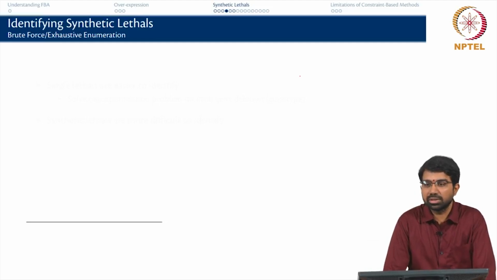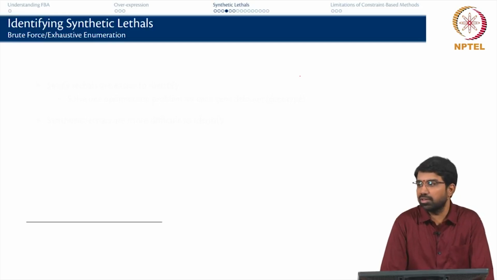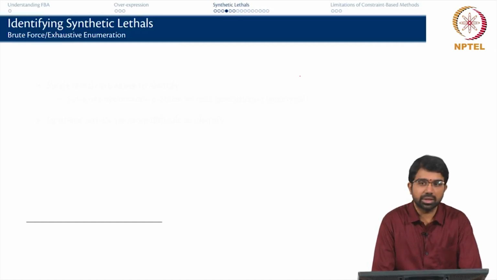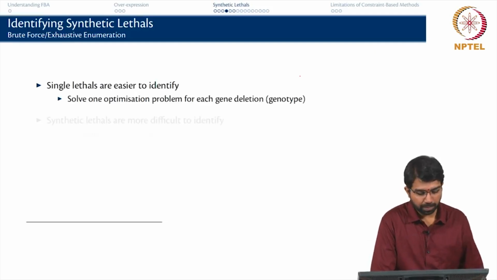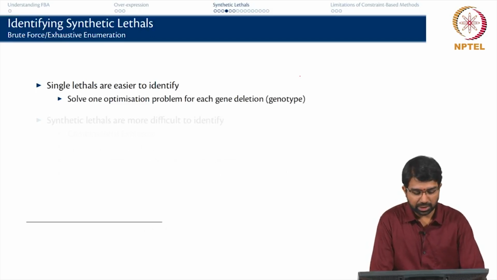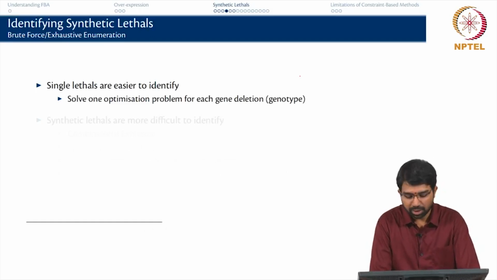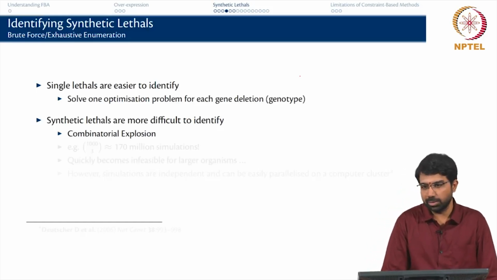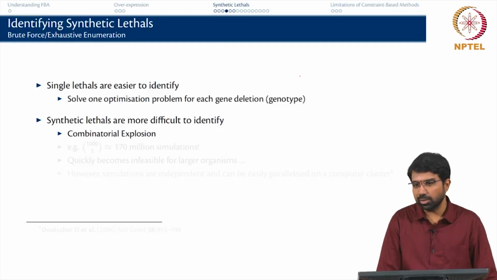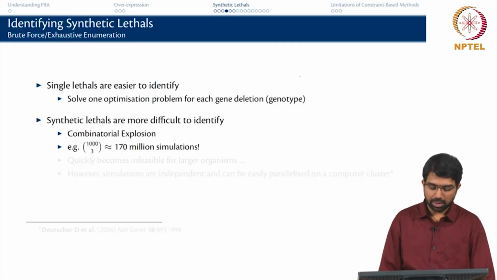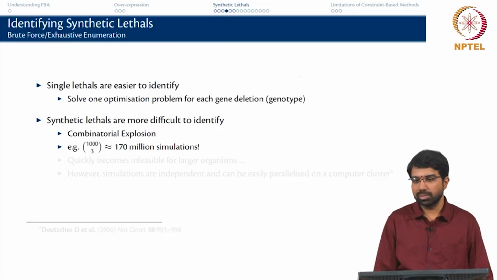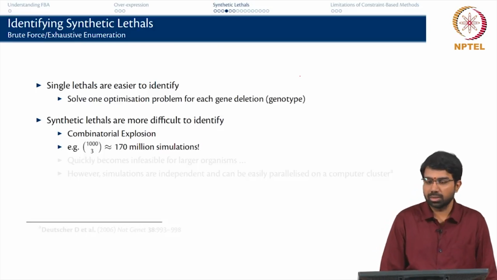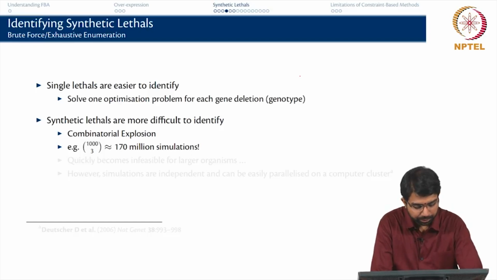So, you have n genes in an organism, you make n choose 2 deletions and you can run an FBA for each of those cases or even a MOMA or ROOM and then figure out whether you are getting growth or not, right. So, single lethals are actually even easier to identify, it is just solving one optimization per deletion. Synthetic lethals, there is a combinatorial explosion. If you have 1000 genes, you are talking about 1000 choose 2, which is half a million. The problem is 1000 choose 3, which could be as high as like 1/5 of a billion.